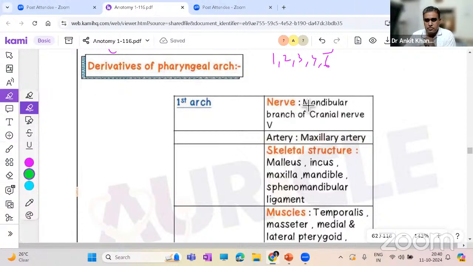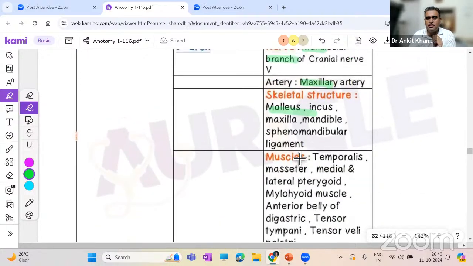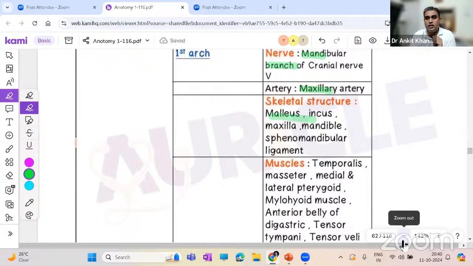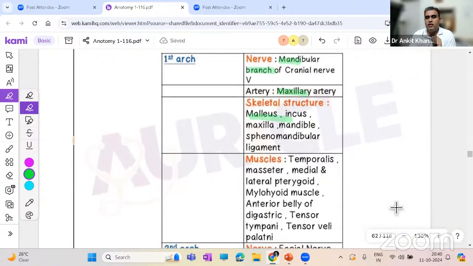First arch: nerve, I told you, they ask the nerve, the artery, the skeletal structure, and the muscles. All these muscles will also give you a hint. What hint, sir? The hint is C. We will do that in detail in head and neck. This nerve, the mandibular branch of the fifth nerve, supplies all these muscles.